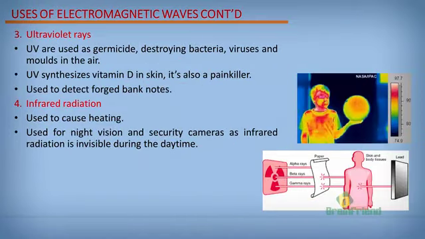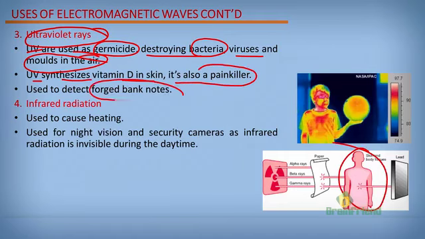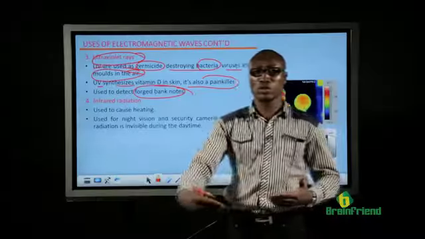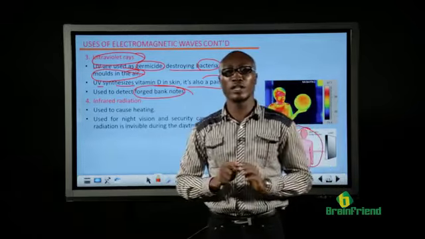Still on the uses of electromagnetic waves, let's look at ultraviolet rays, the uses. UV, ultraviolet rays, are used as germicides in destroying bacteria, viruses, and molds in air. UV synthesizes vitamin D in our skin. It's also a painkiller. It is used to detect forged banknotes, fake currency. If they are passed through the UV light, it will differentiate between a fake and an original currency.